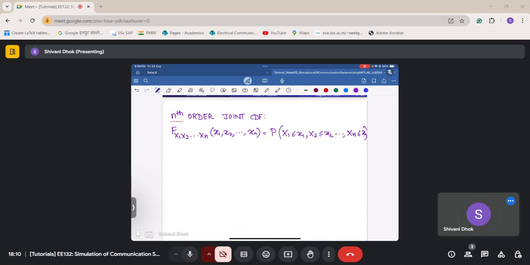And similarly, you can have the nth order joint PDF, and this you can get by taking the nth order derivative with respect to all the n variables x1, x2, and so on till xn, of your nth order CDF.